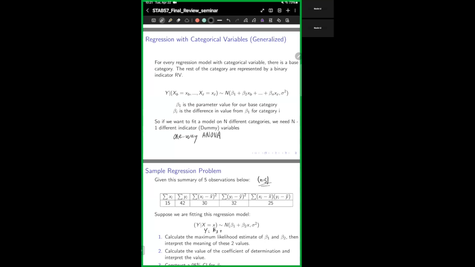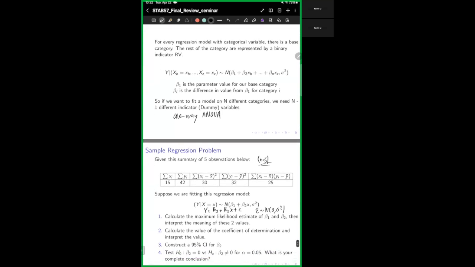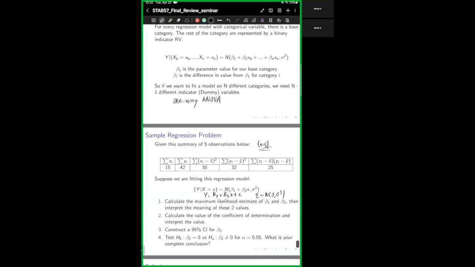Suppose we're trying to fit the following regression model: y is equal to beta 1 plus beta 2 x plus epsilon, where epsilon is distributed normal 0, sigma squared. Find the maximum likelihood estimate of beta 1 and beta 2, and then interpret the meaning of these two values. Calculate the value of the coefficient of determination, r squared, and interpret this value as well.